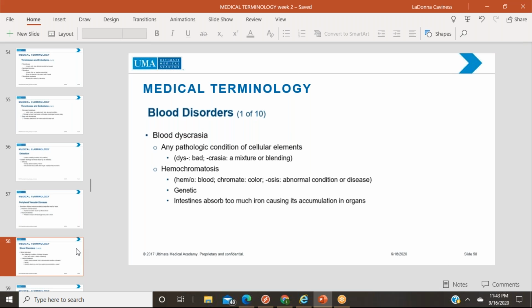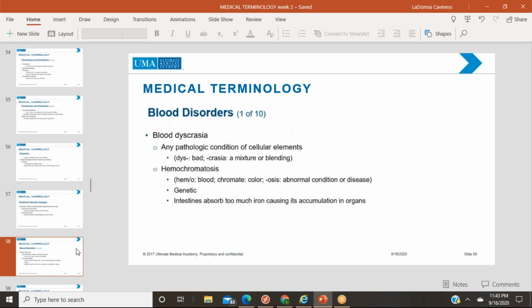Blood disorders. Blood dyscrasia, any pathogenic condition of a cellular element. Dys means bad. Crasia, a mixture or blending.